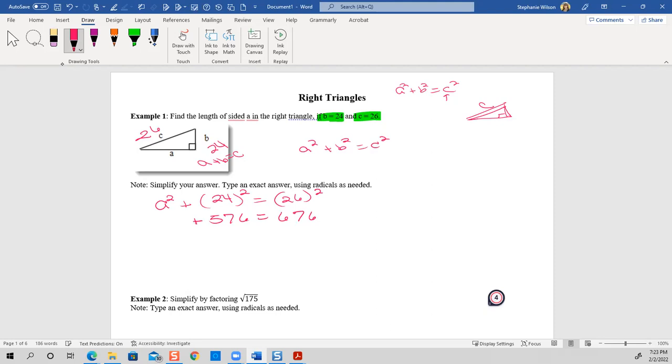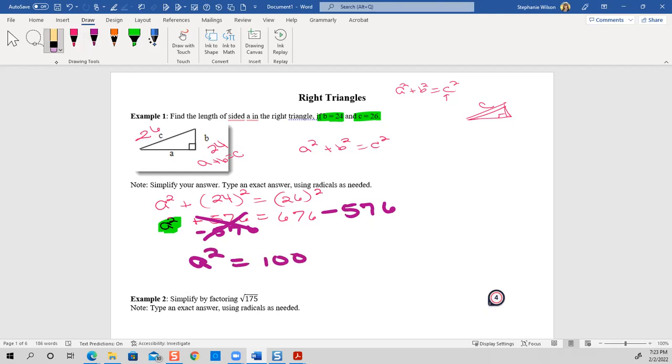All right. So now we want to get a, but right now we have a squared. And in order for us to do anything, we need a by itself, right? And in order for a to go by itself, we need to subtract the 576. Because it's a positive here, and when I subtract it, it goes to 0, it goes away. What you do to one side, do to the other. So we're going to take that 676 and we're going to subtract the 576. And it leaves us with a squared is equal to 100.